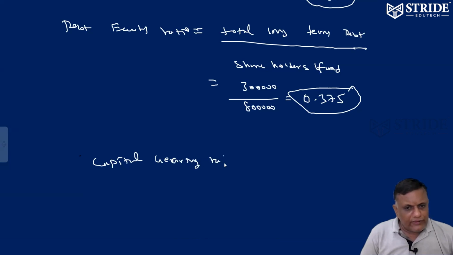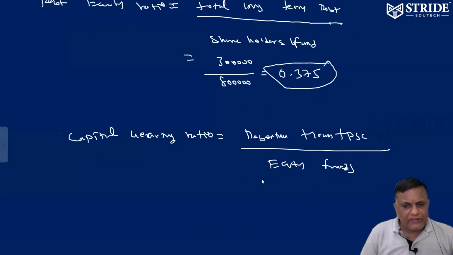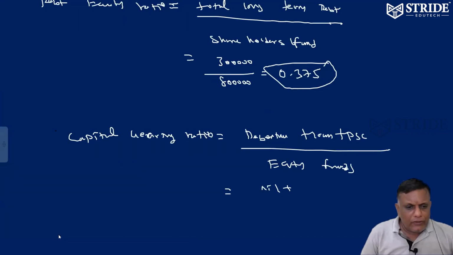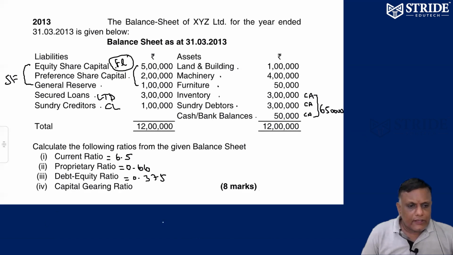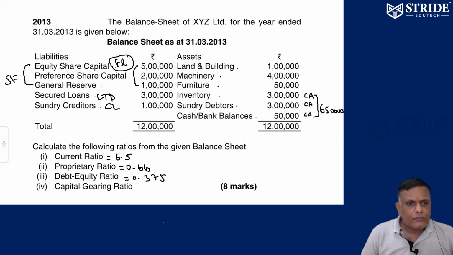So capital gearing ratio is equal to fixed income securities by equity funds. Fixed income securities are nothing but your debentures, your loans, your preference capital. How much debenture? There is no debenture here. Nil. How much loans do you have? 3 lakhs. How much preference capital? 2 lakhs.